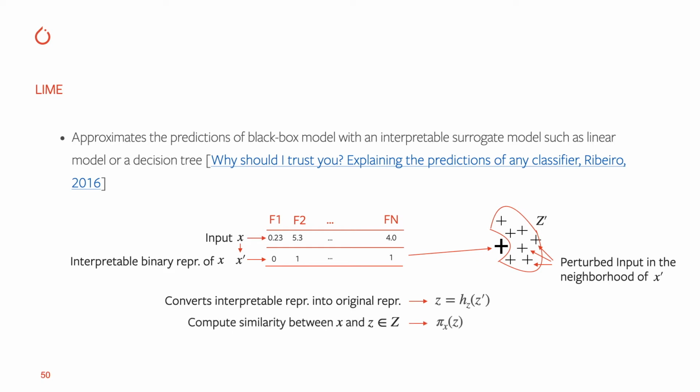Now let's define a similarity function pi that helps us to compute the similarity between a given sample and the samples drawn in its neighborhood. We can compute the similarity in both the interpretable and original input spaces. For LIME specifically, we compute the similarity in the interpretable input space. We can use any similarity function of our choice. Typically, for text, we use cosine similarity, and for images, Euclidean distance.